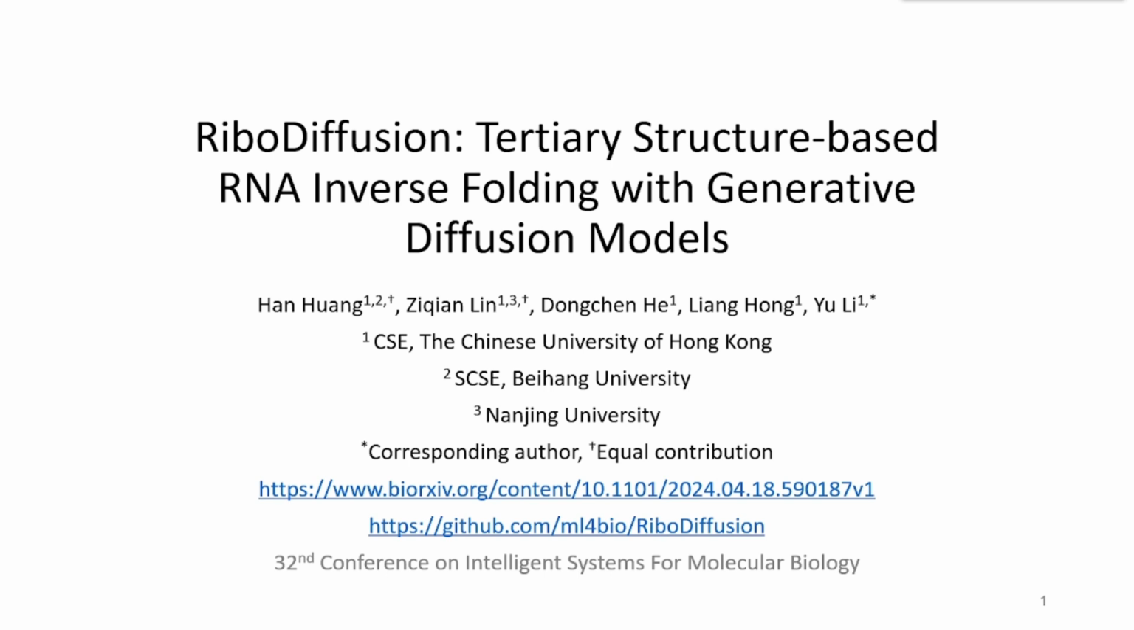The title of the paper is RiboDiffusion: Tertiary Structure-Based RNA Inverse Folding with Generative Diffusion Models. This work was a collaborative effort by a dedicated team of researchers including Huang, Ziqian Lin, Dongchen He, Liang, and Yu Li.